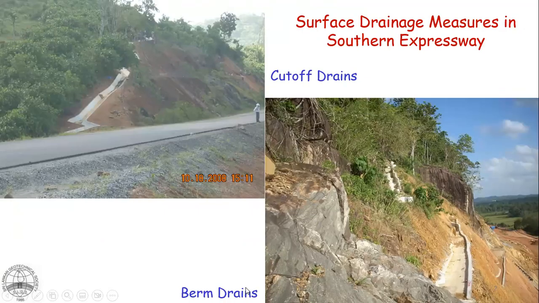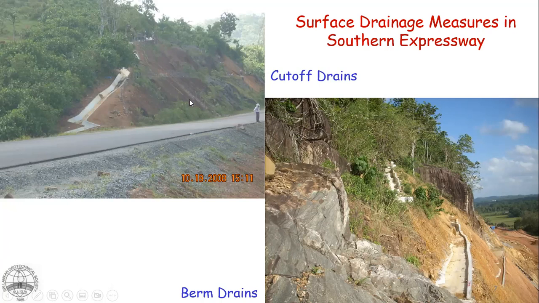These are some surface drainage measures adopted in the construction of the Southern Expressway. The natural sloping ground was cut to a steeper slope to make way for this highway. There was a lot of water coming from further upslope, so this cut-off drain was constructed at the top of the cut so that a great amount of water was intercepted and taken away through that. This cut slope was even subjected to water directly falling on it.